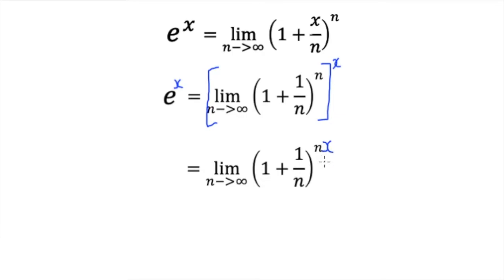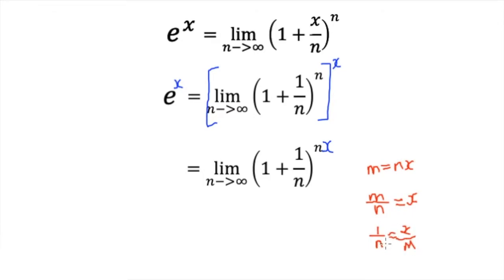Now we're going to do a little substitution here. We'll make it, let's make it red. So we're going to call this nx another variable. We'll call it m. So we'll say let m equal n times x. So if m equals n times x, we can substitute that in there. But we need to find out what 1 over n is as well. So we're going to divide both sides by n. So m over n is going to equal x. And then we'll divide both sides by m. So it'll be 1 over n equals x over m.